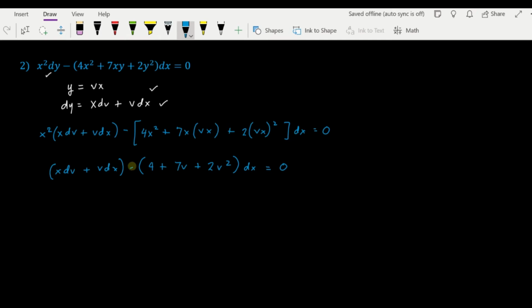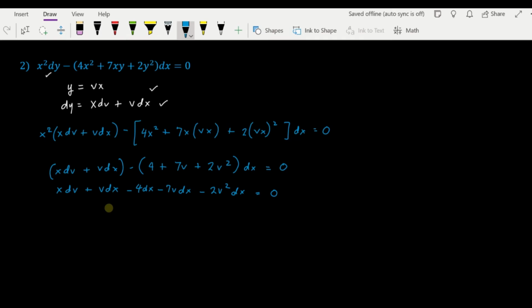Okay, then distribute na natin yung sign, yung negative. So we have x dv plus v dx, then minus 4 minus 7v minus 2v squared. Okay, so may error tayo. Delete muna. Okay, so ang mangyayari, didistribute natin sa sign, then yung dx din. So negative times 4 dx, so that is negative 4 dx. Then negative times positive 7v, that is negative 7v dx. Then this is negative 2v squared dx equals 0.